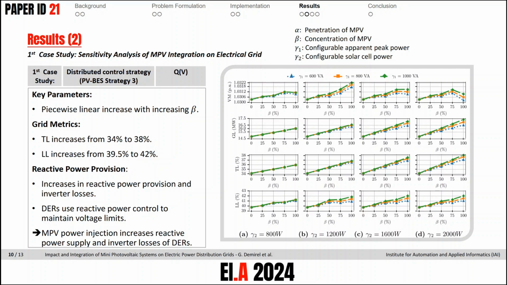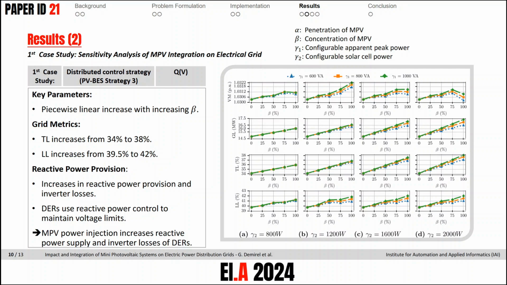In the first case study, we analyzed the sensitivity of MPV integrations on the electric grid using distributed grid control with PV BESS strategy 3 and the Q of V reactive power control method. We observe a piecewise linear increase in grid loss, transformer load, and line load, with increasing beta or increasing penetration of the MPV. The average transformer load increases from 34% to 38%. The average line load increases from 39.5% to 32%.